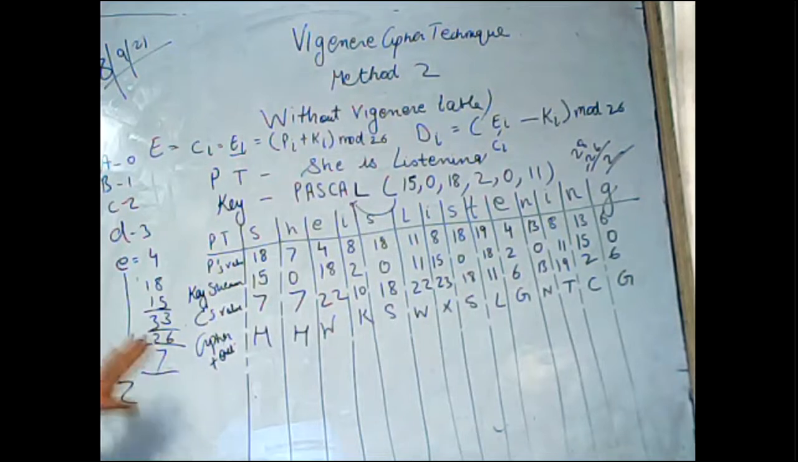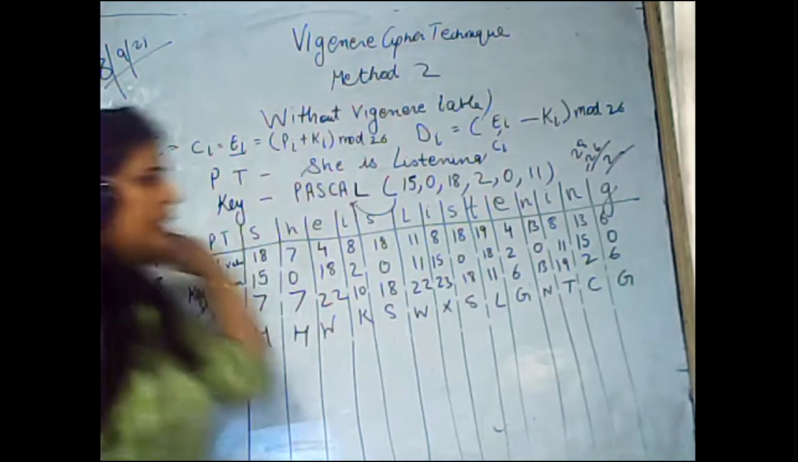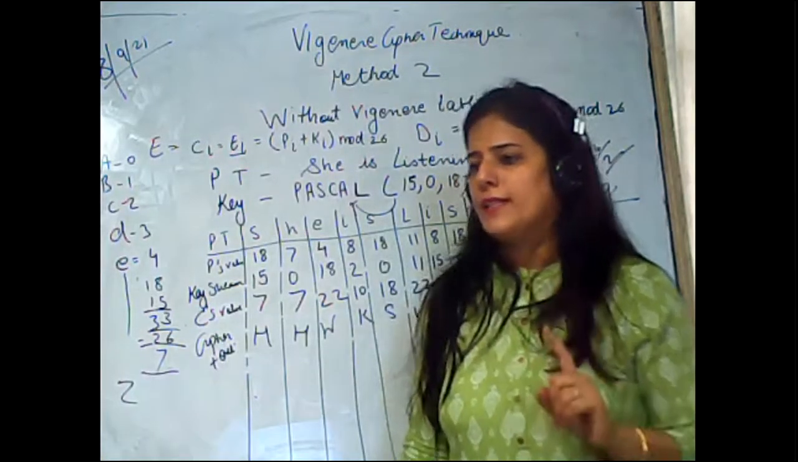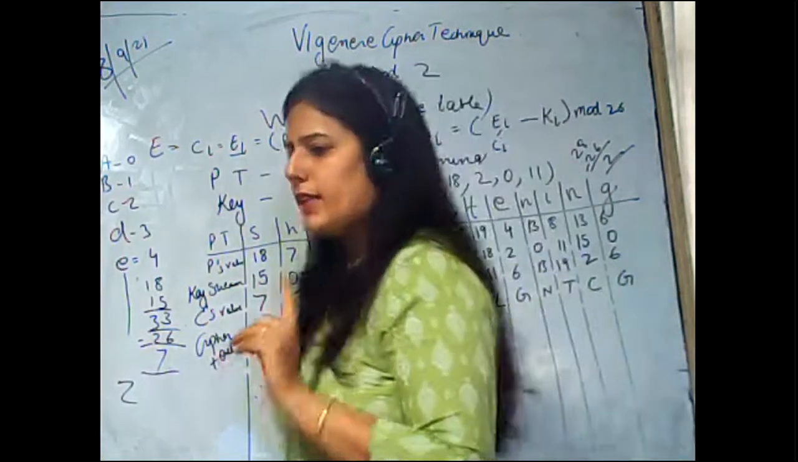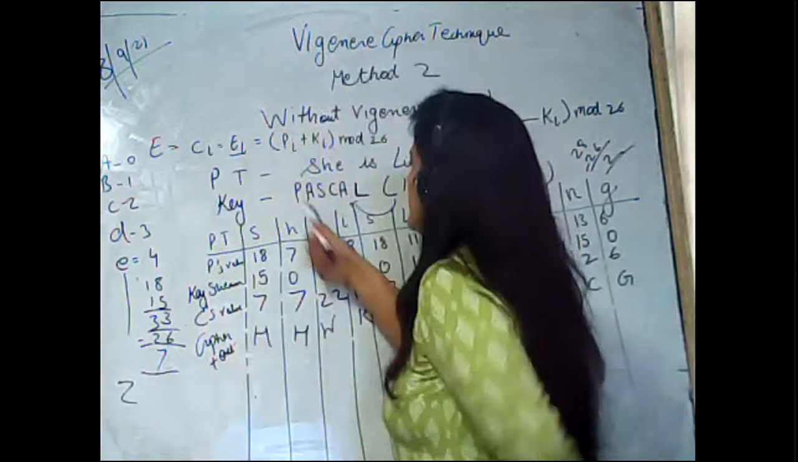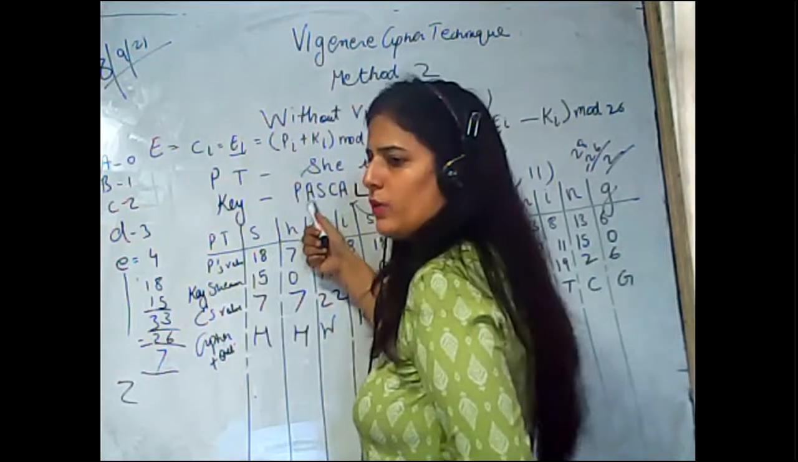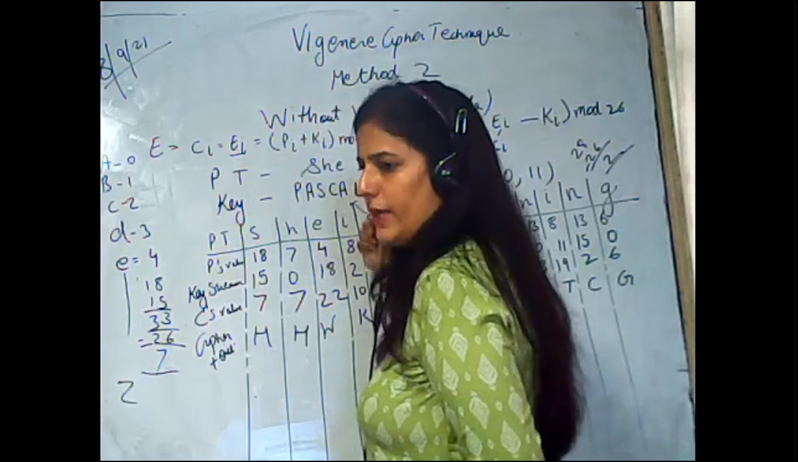So what have we done? Let me repeat. This is your plain text. First of all, for any type of encryption, two things will be given to you: one is your plain text and the other is your key value. You just changed the value of this particular key to the numeric string.